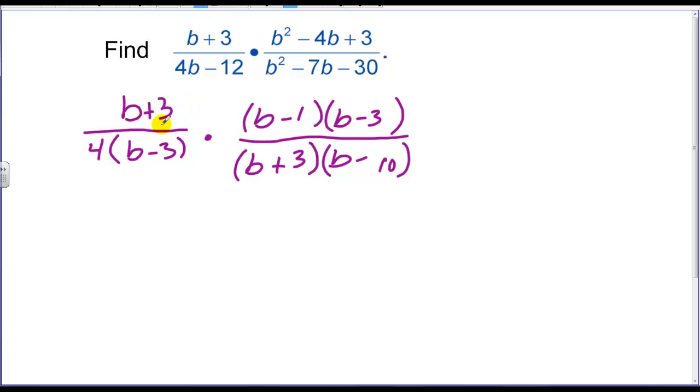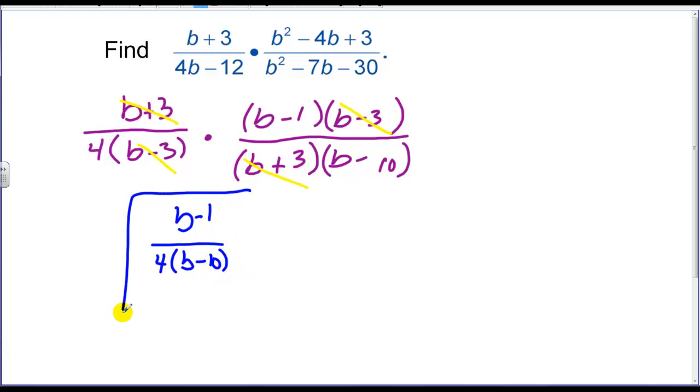And now I can reduce anything on the numerator that's the same as in the denominator. So you'll see I have a b plus 3 that reduces, b minus 3 that reduces, and then that's all I have that's in common. So my final solution is b minus 1 over the quantity of 4 times b minus 10. And I can leave all those solutions in factored form.